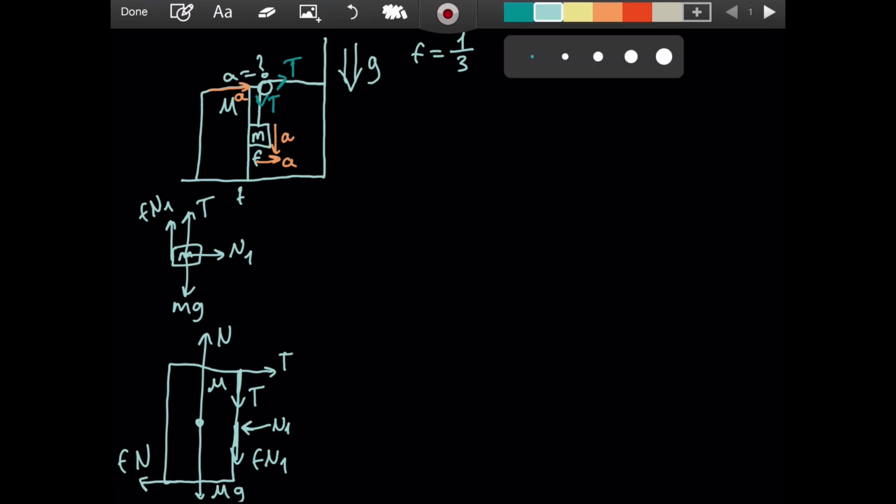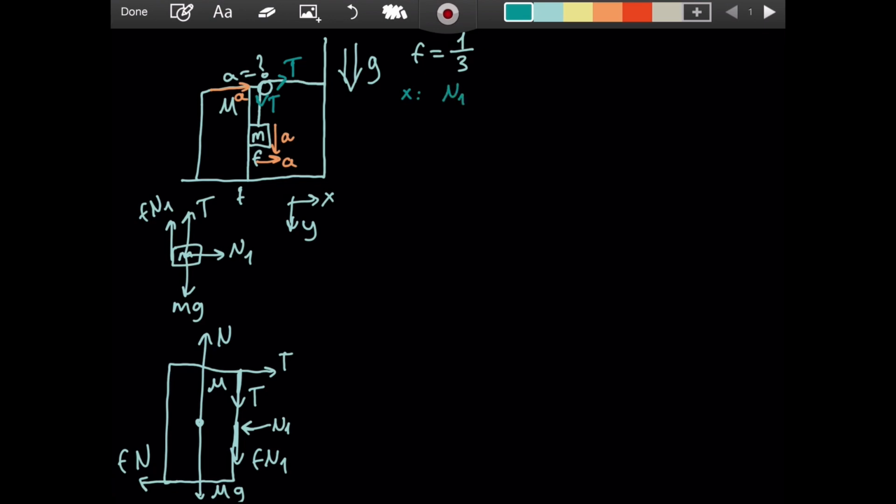Now I want to choose the coordinate system for both, like so. Notice that I took the direction of the accelerations to be positive. And we now start with the little mass. Little mass has, in the x direction, N1 providing all the acceleration, which we said is ma. For the vertical, we will have mg minus T minus fN1 equaling ma. Notice that these are the same a.